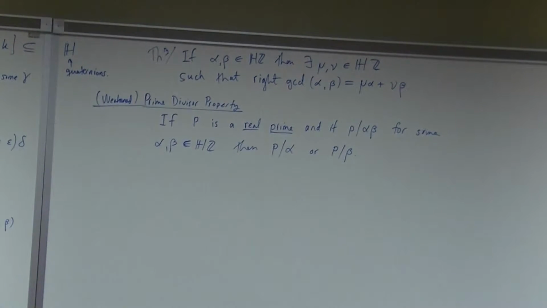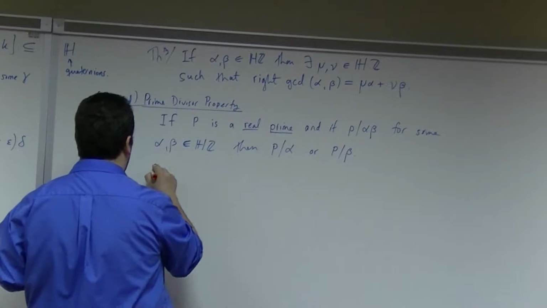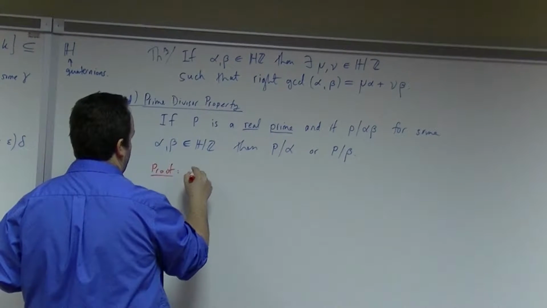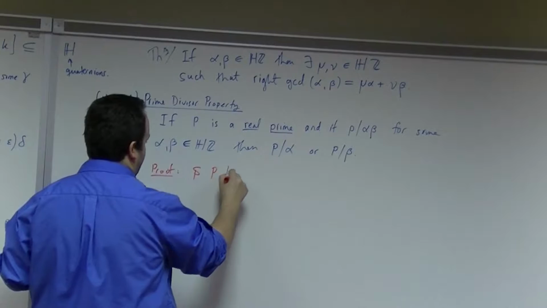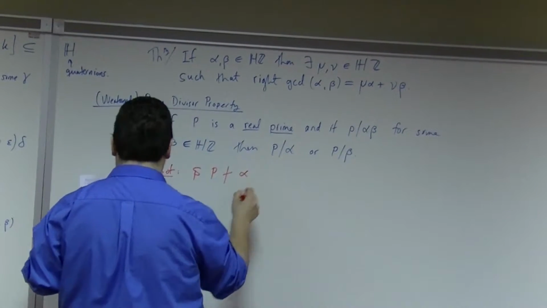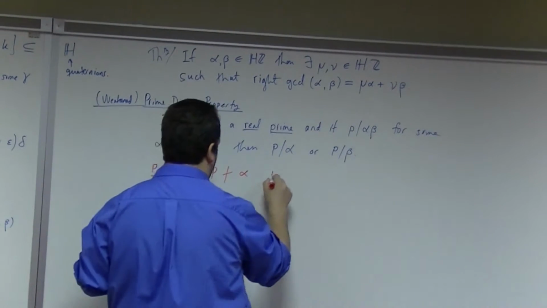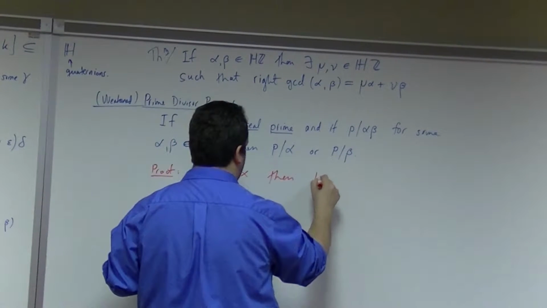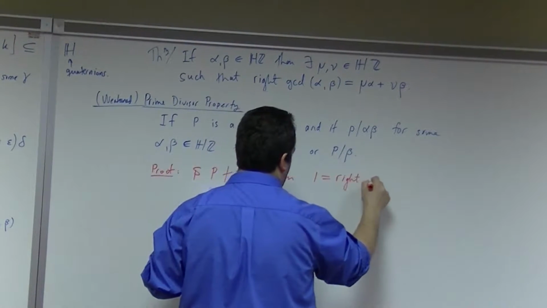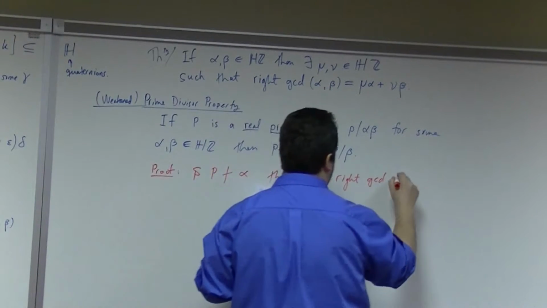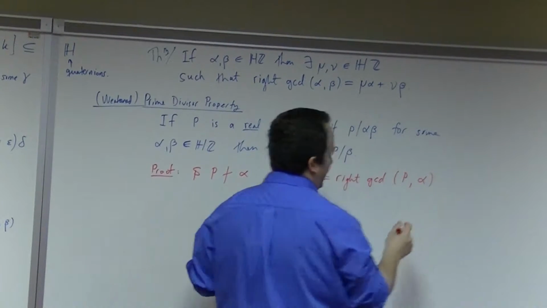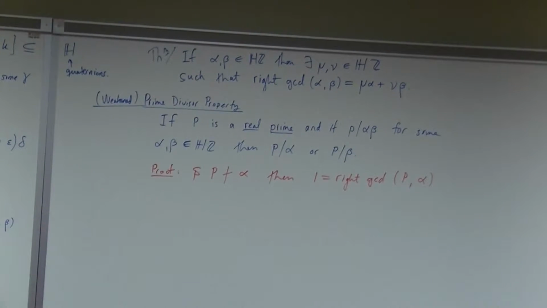Now we can prove this in much the same way we proved these things before. What did we do? Assume that P doesn't divide alpha, or one of them, alpha let's say. Then one thing we get is that 1 is equal to the right GCD of P and alpha. Now, thinking about it, I could see that this thing would terminate on something other than 1.